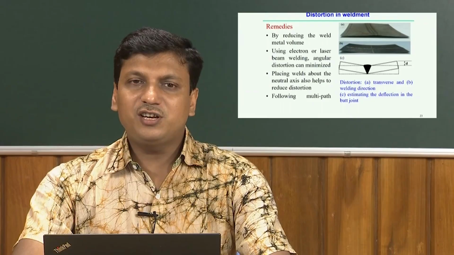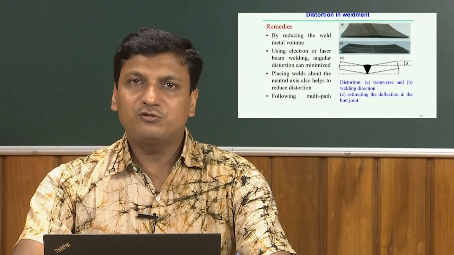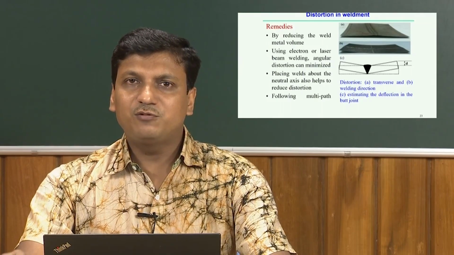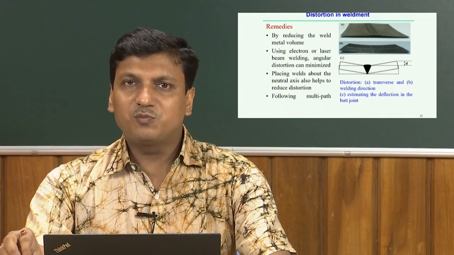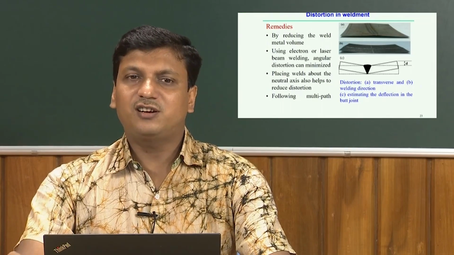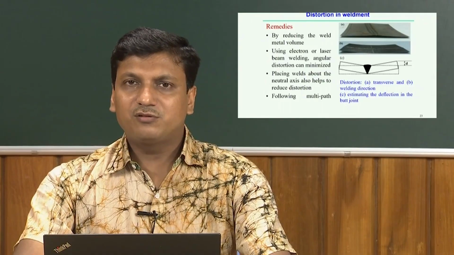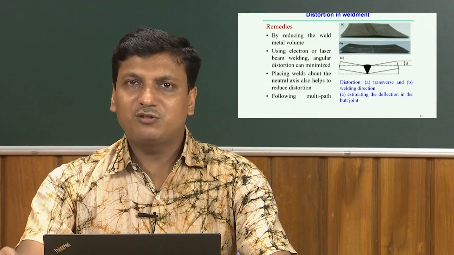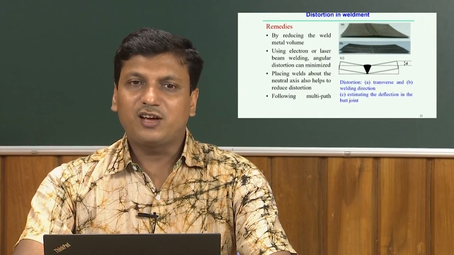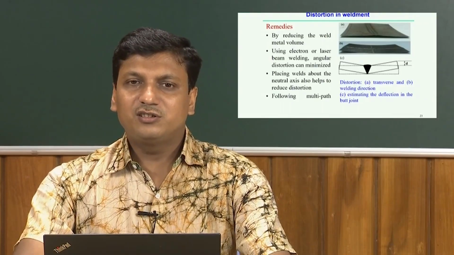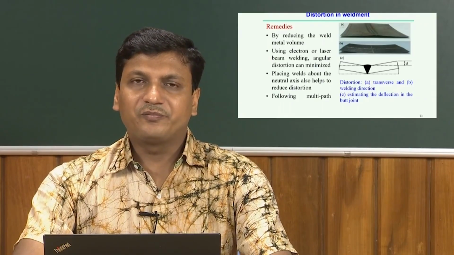In the case of electron or laser beam welding, this may be the solution, because in this case the weld pool volume is relatively small compared to other gas or arc welding processes. Therefore, laser welding or electron beam welding is one solution to minimize the angular distortion or other kinds of distortion in the welding process.